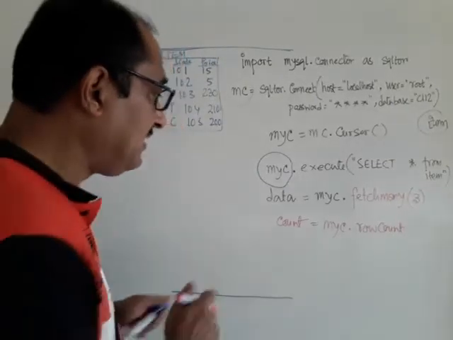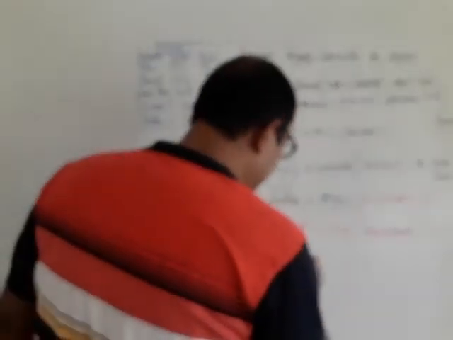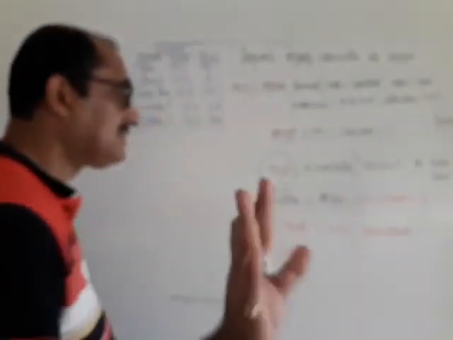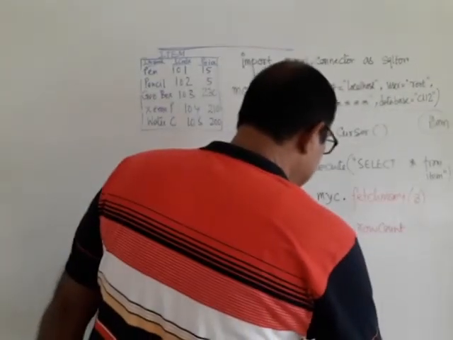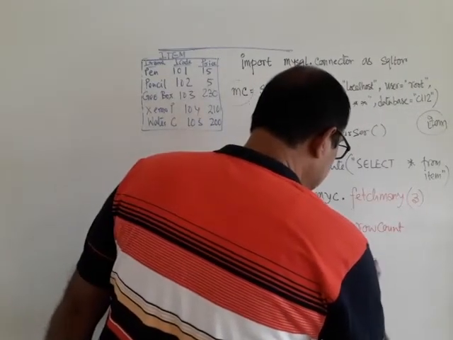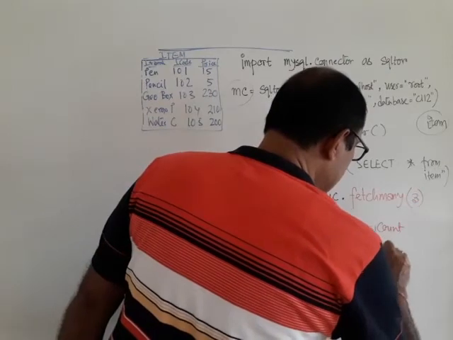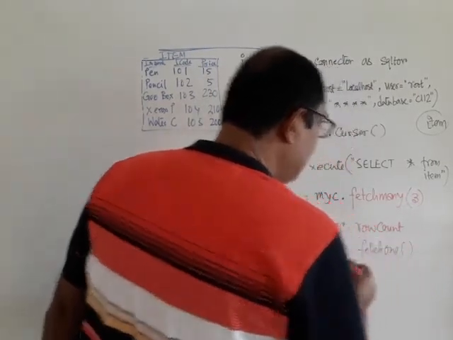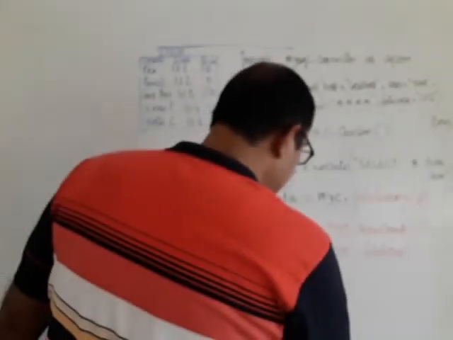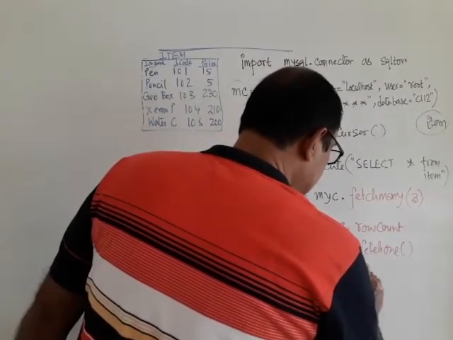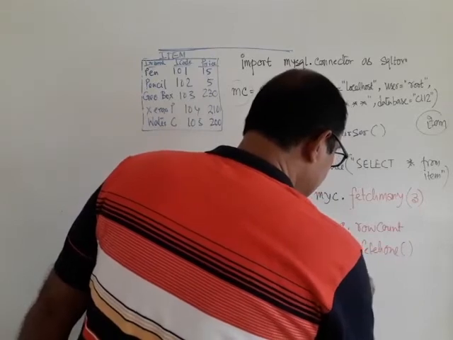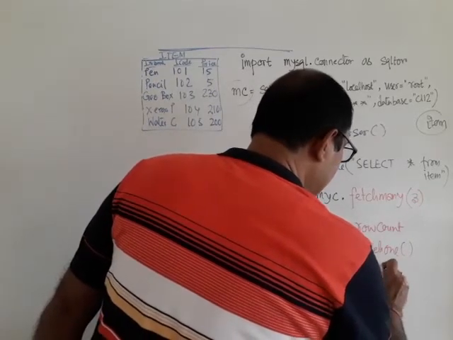Now at this point, imagine I have done it again, though it doesn't make any sense, but still I am just explaining to you. Say I wrote once again myc.fetchone. So fetchone means it will fetch another record. Now if I do count equal to myc.rowcount, if I write.